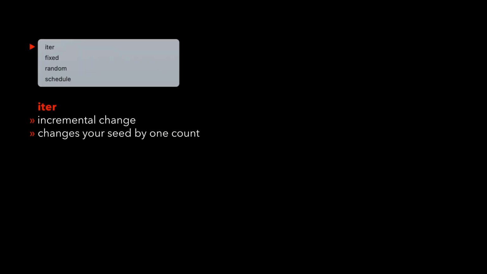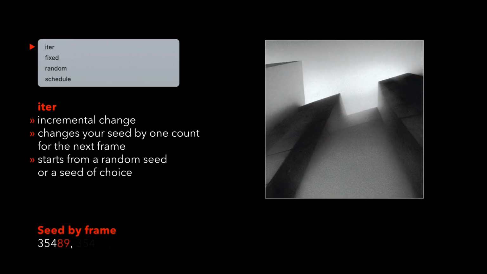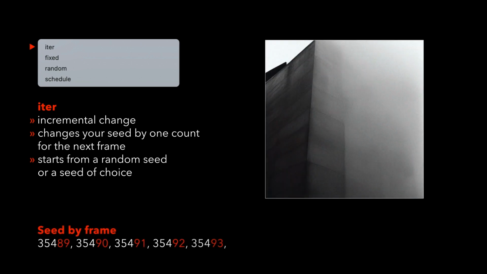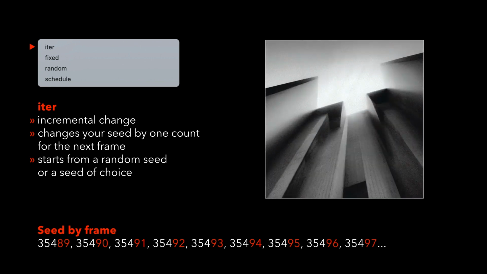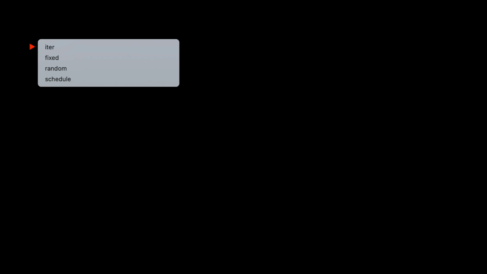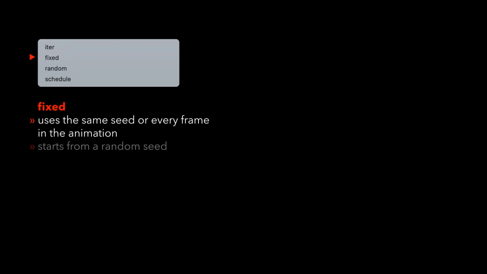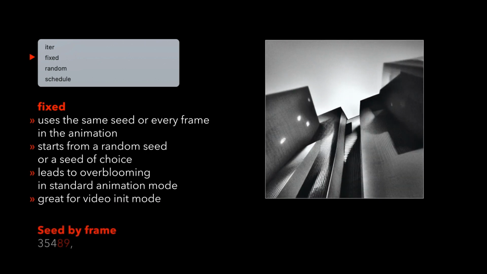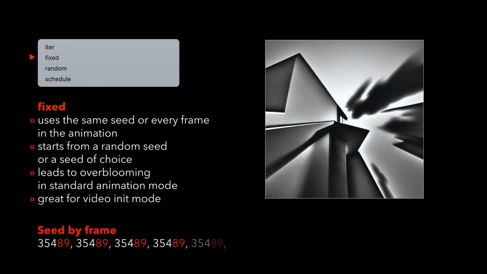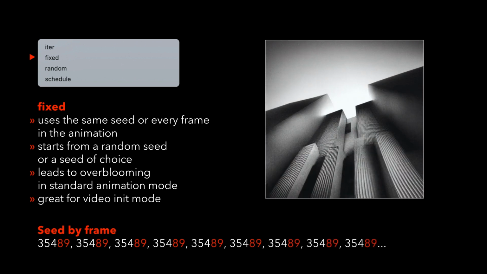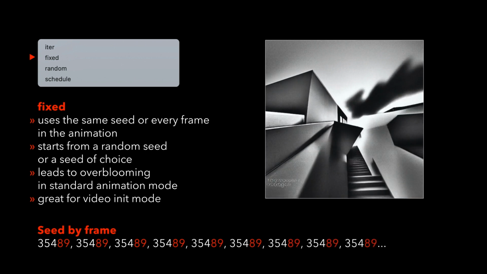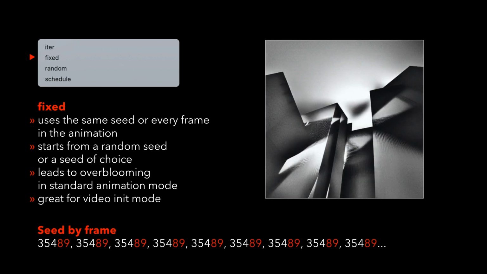ITER stands for incremental change and will progressively change your seed by 1 for the next frame. It will start from either a random seed, or a seed you set in the seed input field. Fixed will use the same seed for every frame of your animation. This setting is giving you worse results in animation mode, leading to overblooming the images. But it's perfect for video init mode, to give it a more consistent animation.